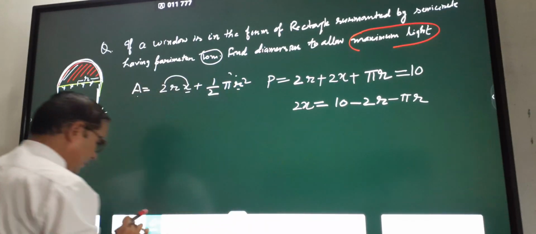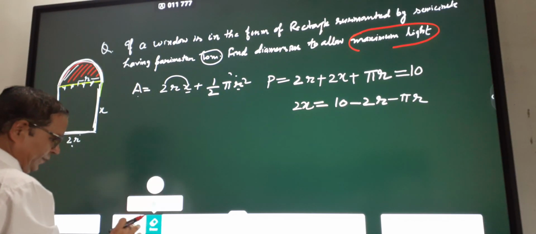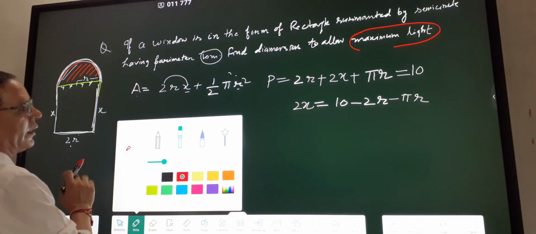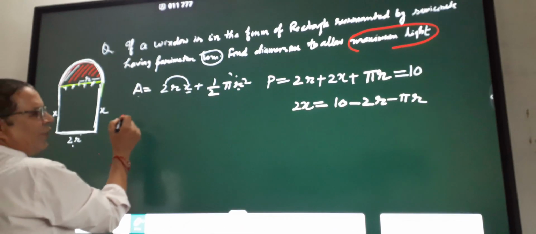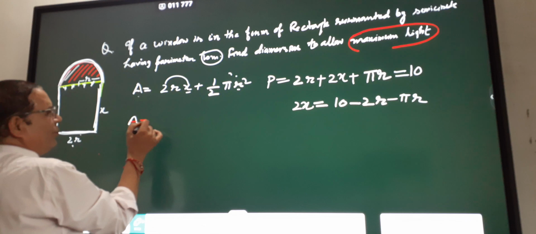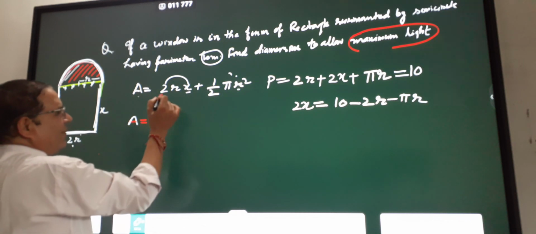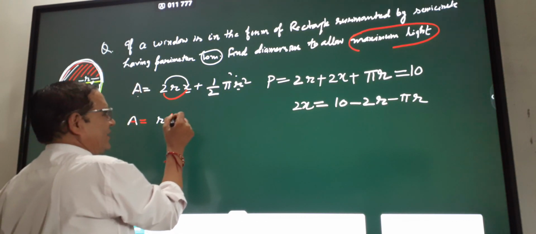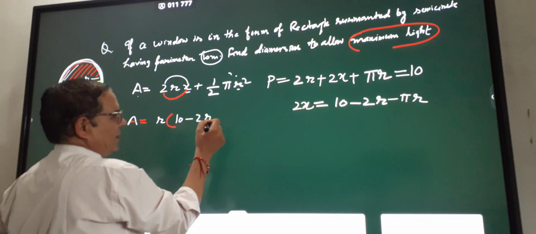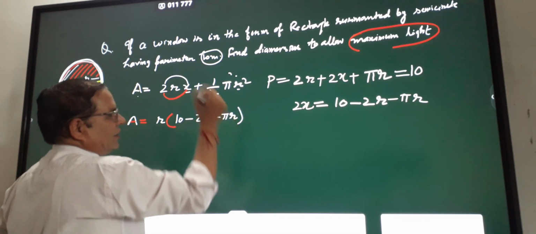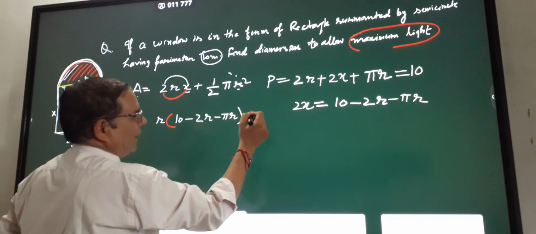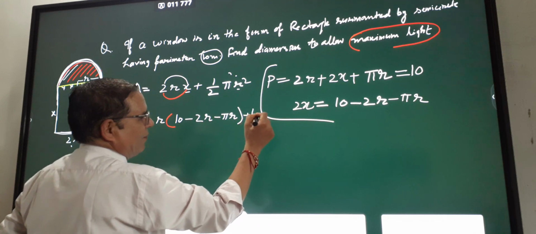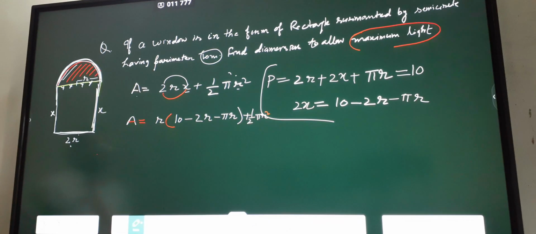Now what you have to do? Place the value of this x here. So A equals 2x, the value of 2x is there, so it is 10 minus 2r minus pi r, multiplied by r, plus half pi r square. This is a separate part, half pi r square. Clear?